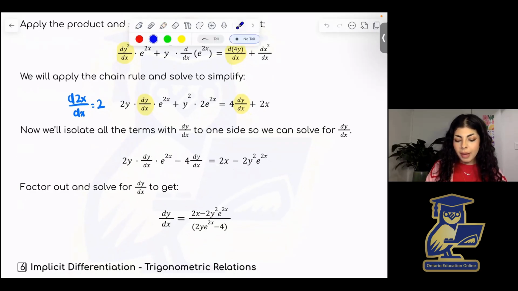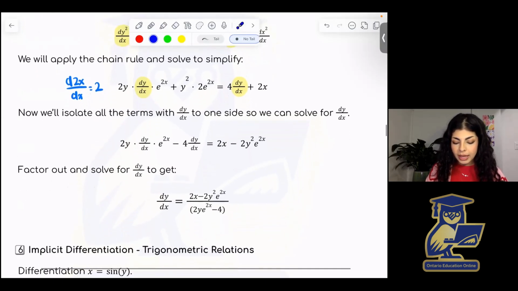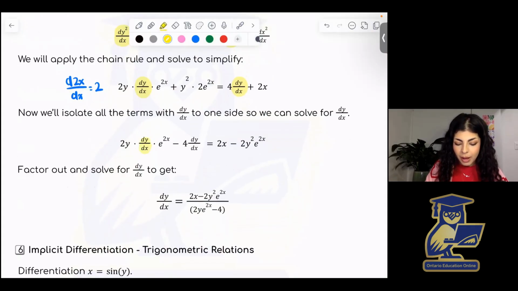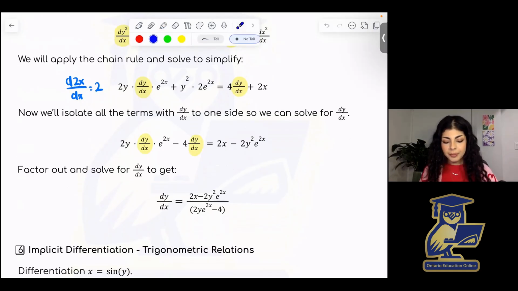Now, this one looks a little bit different than the ones we've worked on so far because you have dy by dx both in the left-hand side and the right-hand side. And now we actually see that isolating part come into play. So we are going to isolate both of the terms with dy by dx, and all the other terms are now on the other side.